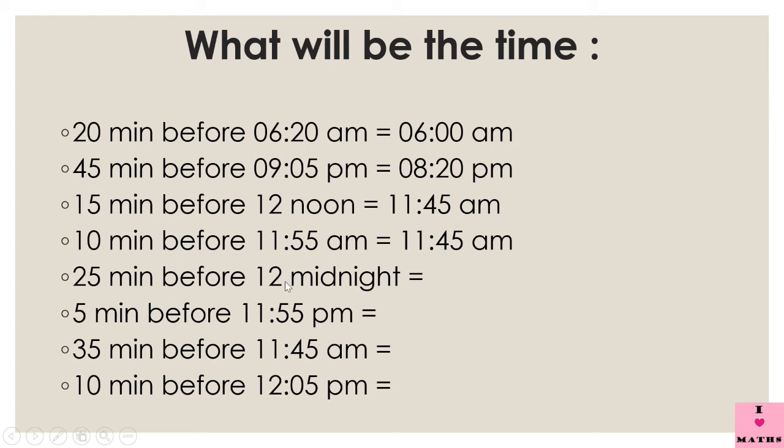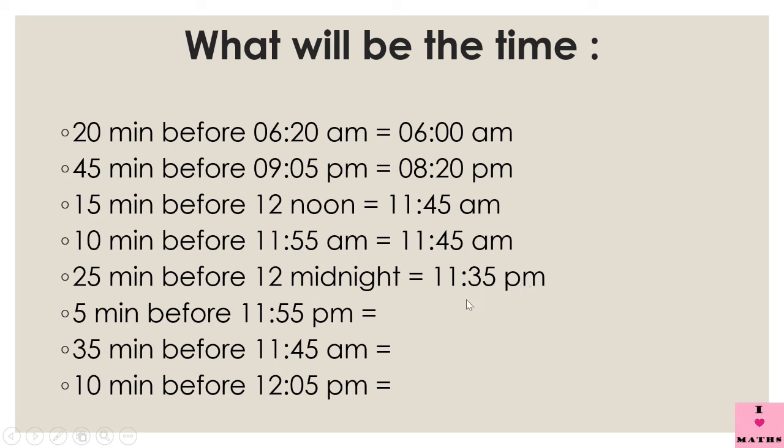Okay, 25 minutes before 12 midnight. Now children, till 12 midnight, we write PM. So whatever the time would be, we are going to write PM. Now 25 minutes before. So children, we will subtract 25 from 60. So the answer would be 11:35 p.m. Why 11:35 p.m.? Because 60 minus 25 is 35. So this is 11:35 p.m.